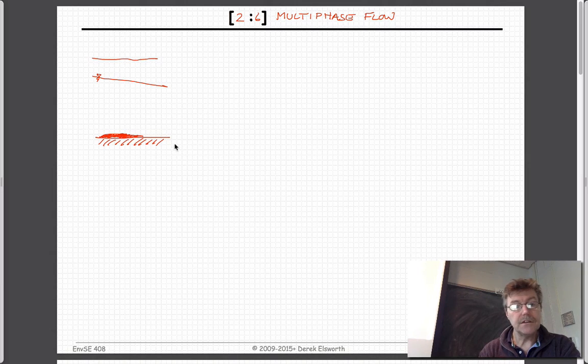I think my handwriting is fantastic today. And so we have this chimney, and I don't know how to draw that, but this is our little ganglion trail that's come down through here. And we're going to have some flow of water that goes through here, and it goes through at some volumetric flow rate.